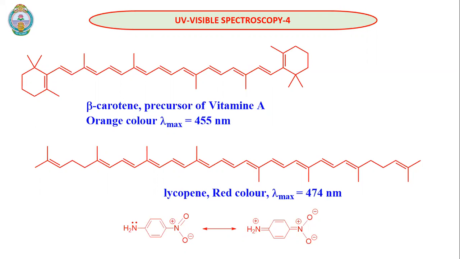Here, there is a huge difference between the predicted value and the observed value. The observed value is even far less than the predicted value, what we calculate from the known rules. It is simply because of the synergistic effect between the two substituents. You know, the amine group with its lone pair is an electron donating group. Nitro group is an electron withdrawing group. Of course, they will influence the electronic transitions.